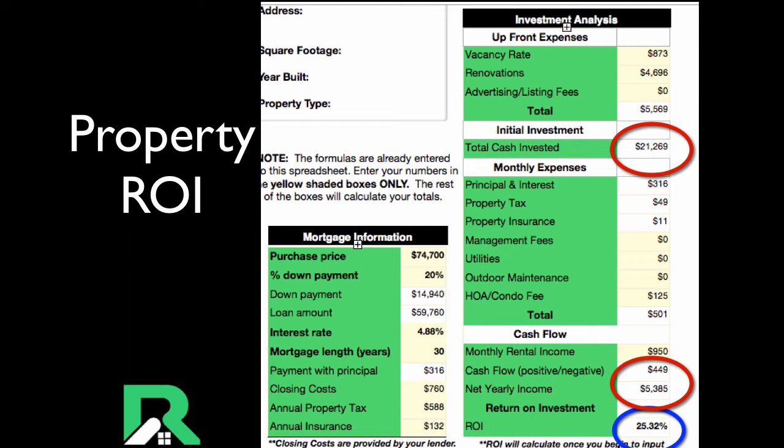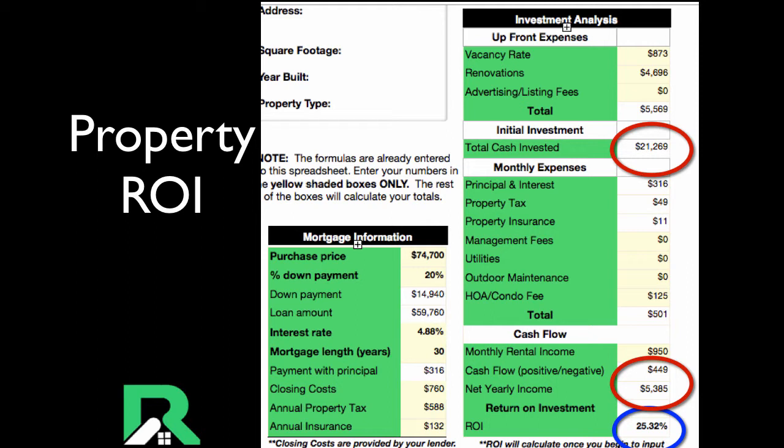Those are the three most important numbers when it comes to calculating an ROI, right? So in our case, with the property analyzer, it already calculates it for you. If you have this, it's great because all you have to do is input your numbers in the yellow boxes and it's going to calculate everything for you.